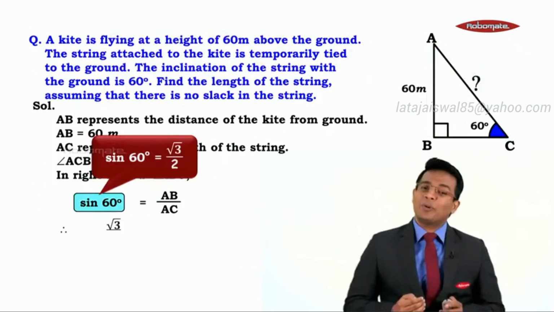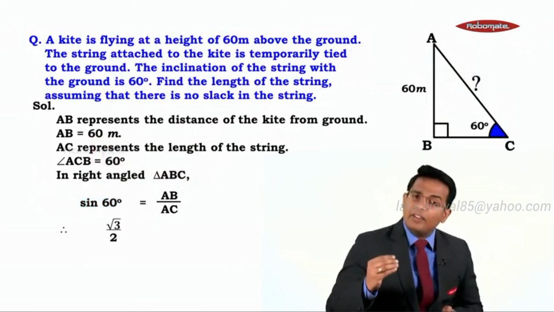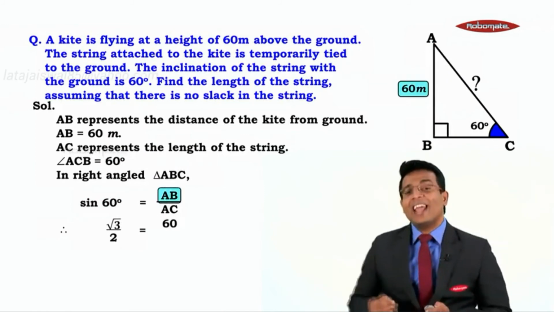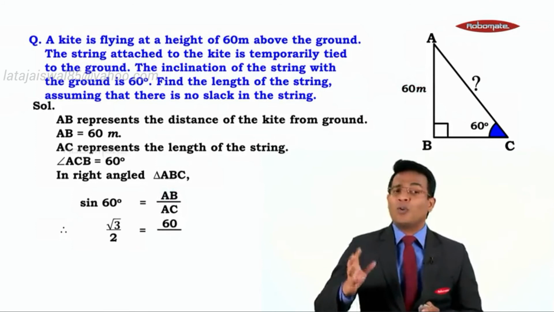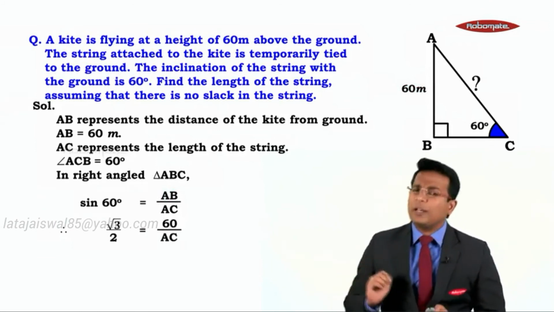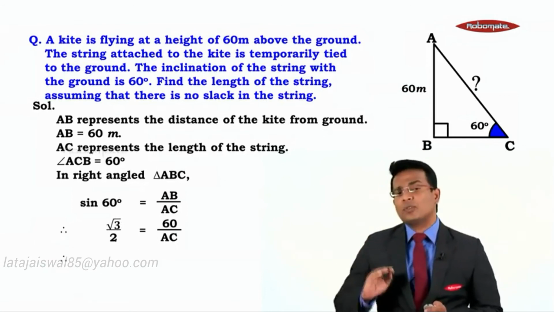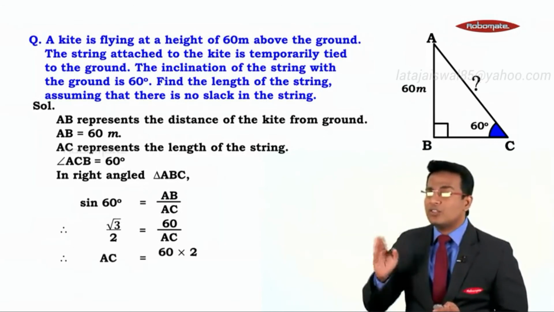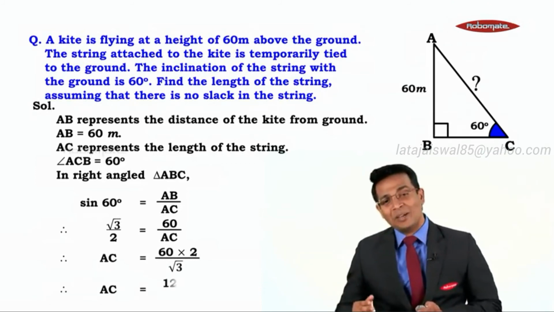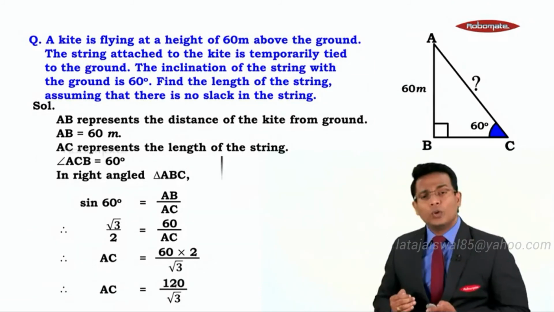From the trigonometric table, we know the value of sine 60 is root 3 upon 2. So we substitute that value and write root 3 upon 2 is equal to AB upon AC. Do we know the value of AB? Yes, it is 60. So substitute that. The value of AC we don't know, keep it as it is. That is what you are supposed to find. Now let's do the cross multiplication. So we get AC is equal to 60 into 2 upon root 3, and 60 into 2 is 120 upon root 3.